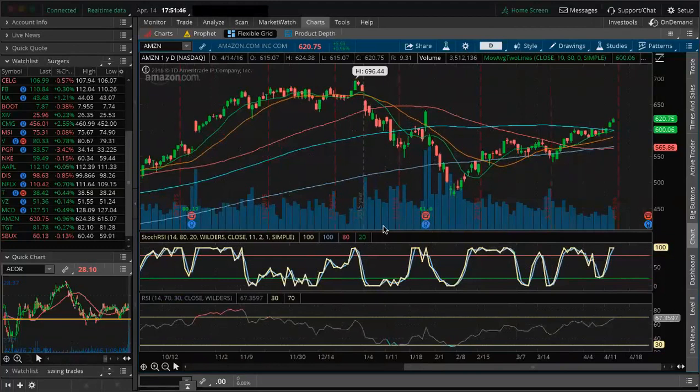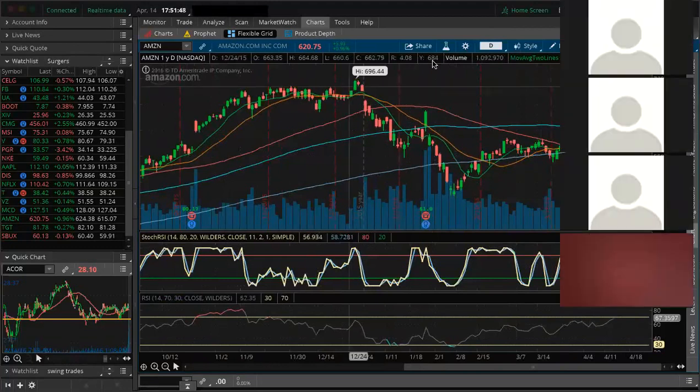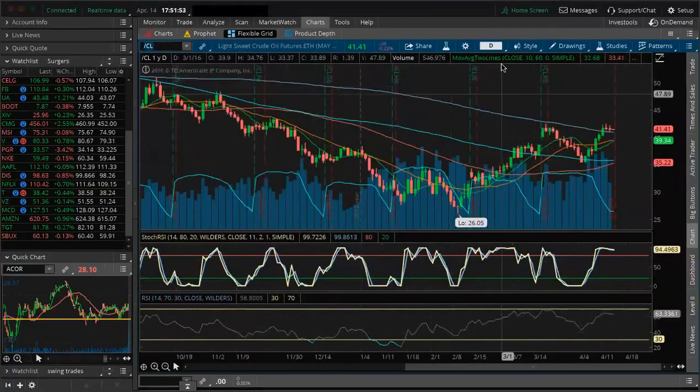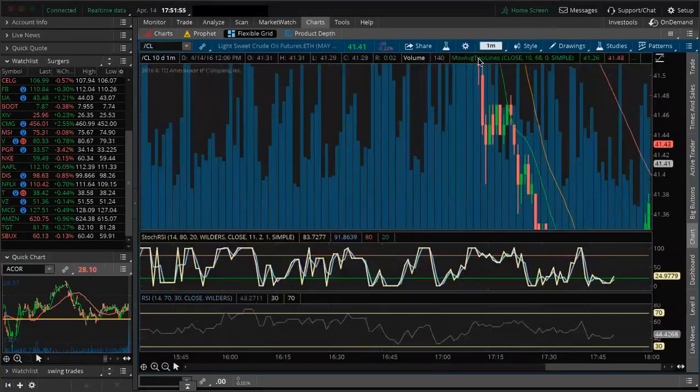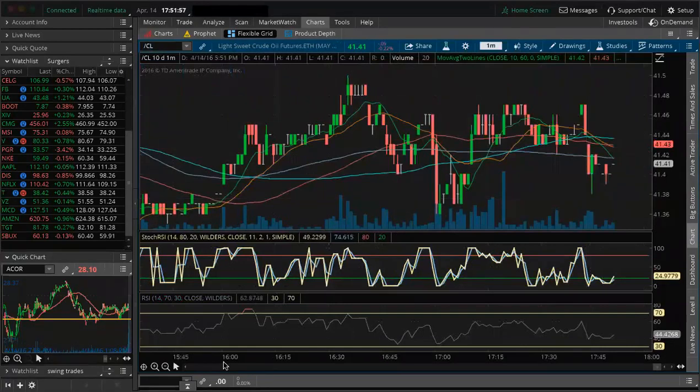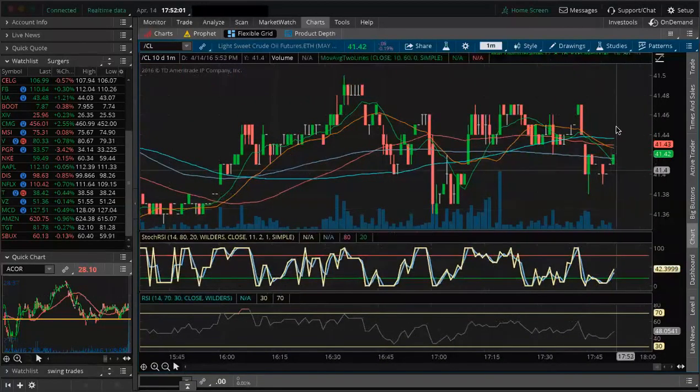Yeah, it applies to pretty much any time period, any time frame. Here, let me go to oil, it is literally live right now, so I can show it to you. You'll see it starts on here. Just look for the break of the 20, and once the 20 breaks, it'll start moving up.